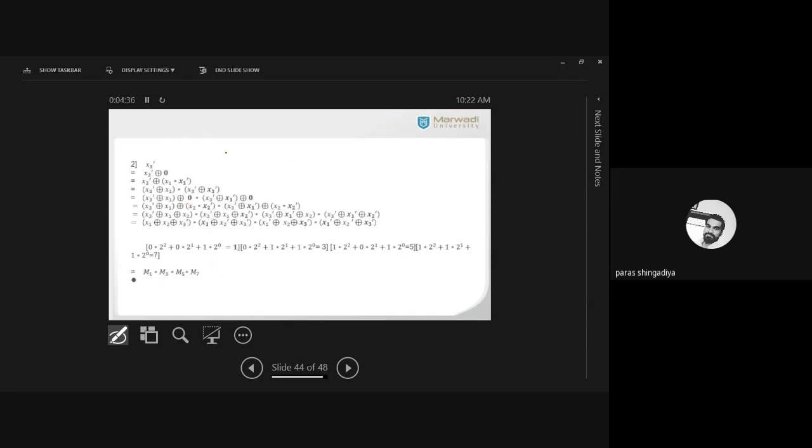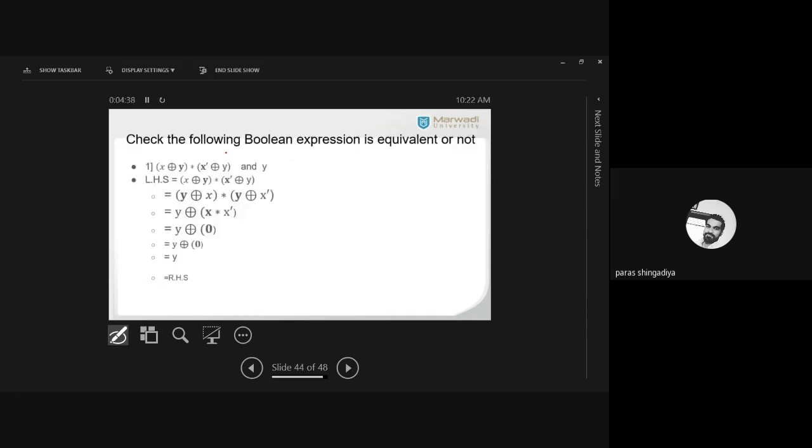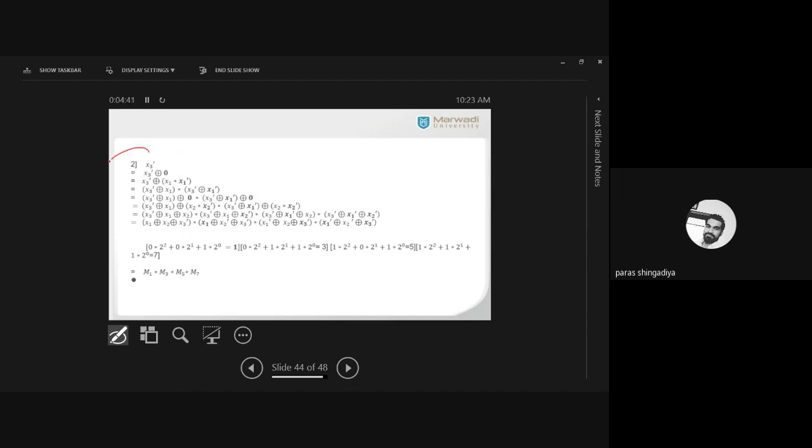Okay. That is the second example we had discussed in the last lecture. Okay, that is x3 dash. And the same way you can add some more examples. Okay, 2 to 3 examples are given in the assignment also. You can practice it.